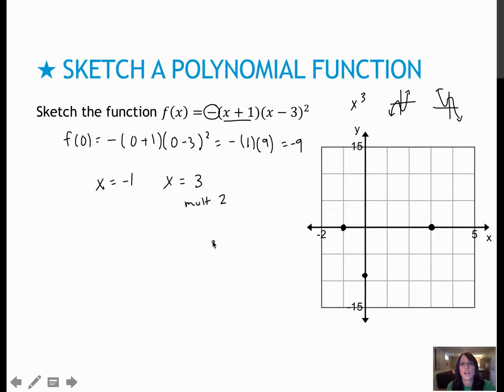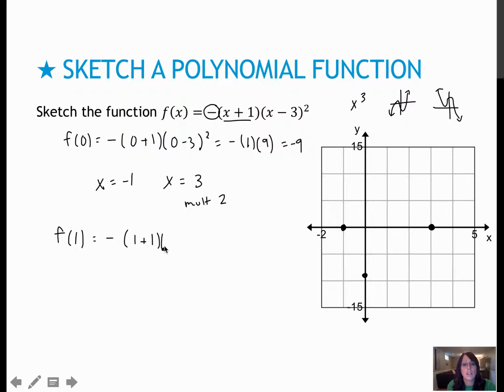Now, in order to get a better idea, I would first look if it's even or odd. It doesn't appear to be either of those things, so it's not going to be symmetric in any way. So now I'm just going to plug in some points to get a better feel for the graph. I don't really care what's happening up here because I know it's just going to go off to positive infinity. But I do want to have an idea of what's going to happen between this point and this point. So I might plug in f of 1 and find the value there.